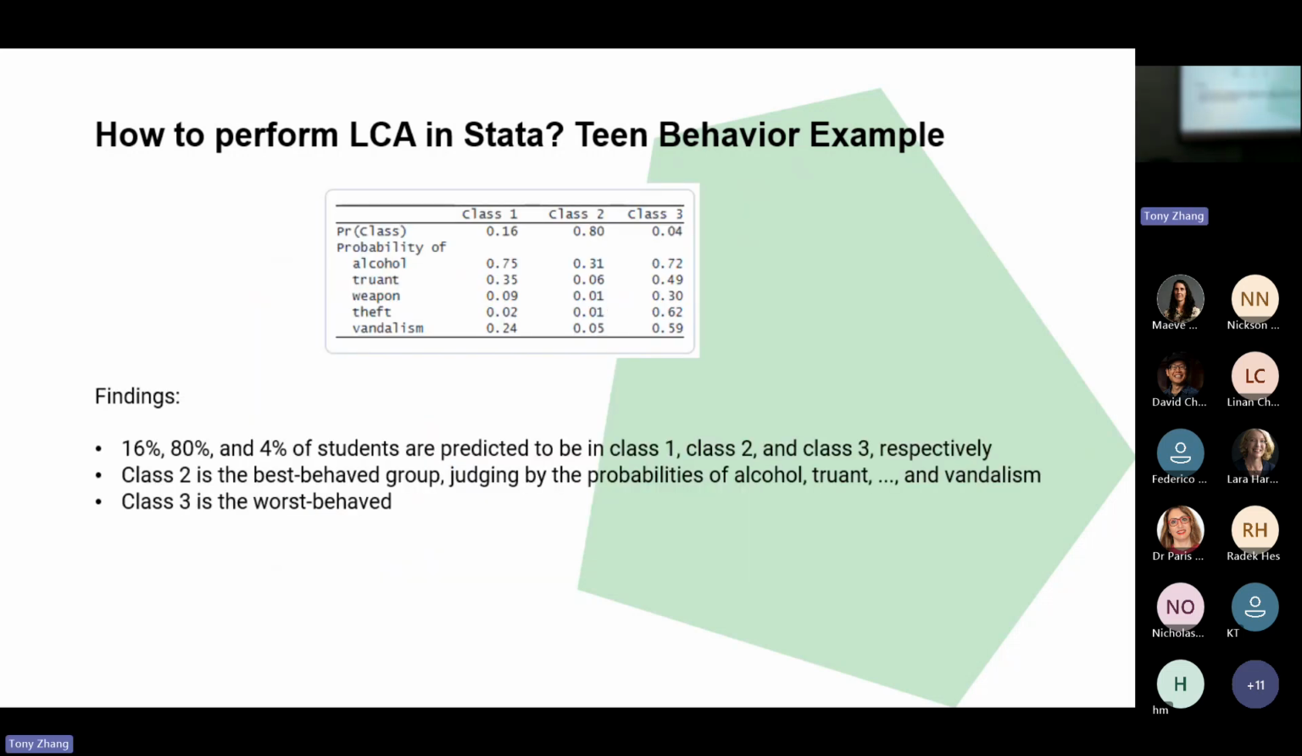And normally we can summarize the results in a single table, right? So basically, according to those 5 indicator variables, we can tell that class 2 are the teenagers who are the well-behaved ones, and those in class 3 are the worst behaved ones. And class 1 is generally okay, but maybe they have some problem with alcohol use and being truant, right?